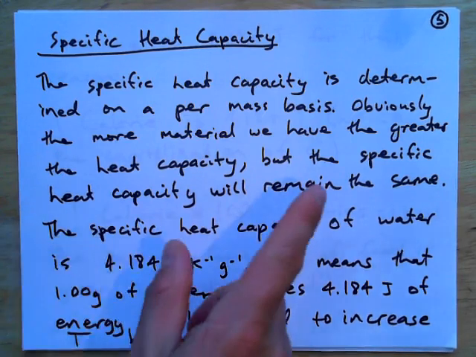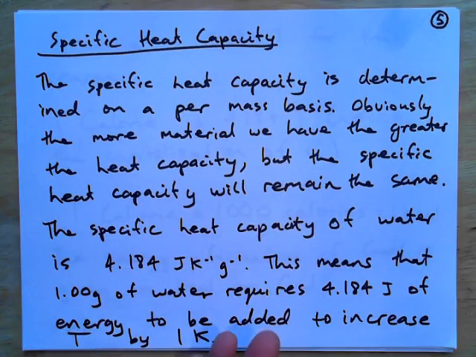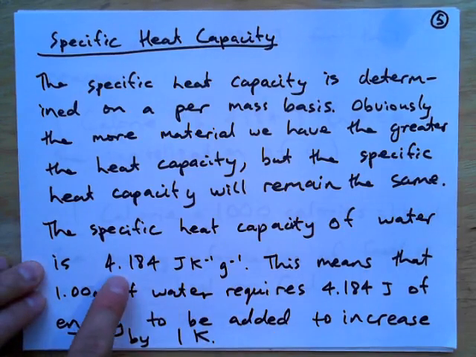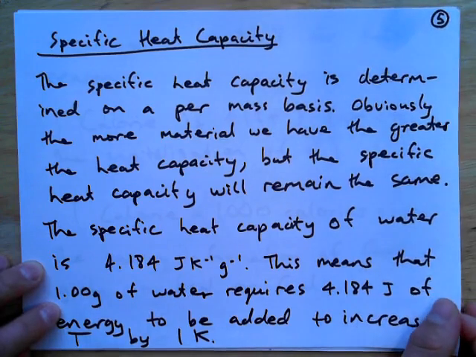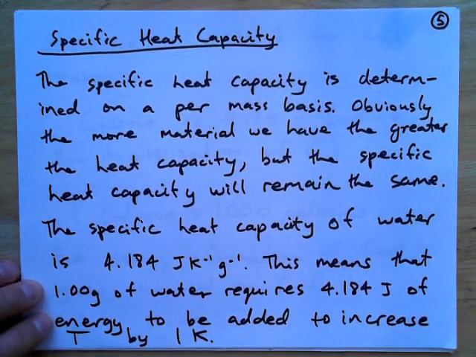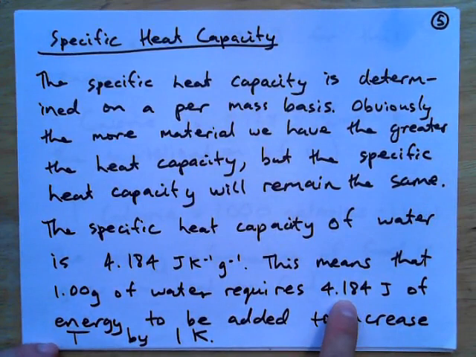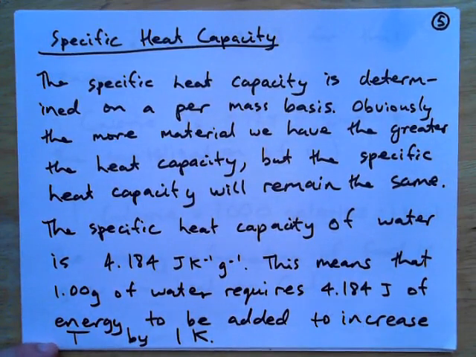So obviously the more material we have, the greater the heat capacity, and so then we can just look at it on a per mass basis. The specific heat capacity of water is 4.184 joules per Kelvin per gram. So that means that if you have 1 gram of water, you have to have 4.184 joules of energy in order to increase the temperature by 1 Kelvin, or 1 degree Celsius, same thing. So just to reiterate that, if you had 1 gram of water, you would have to supply this much energy in order to get that temperature to increase by 1 degree.